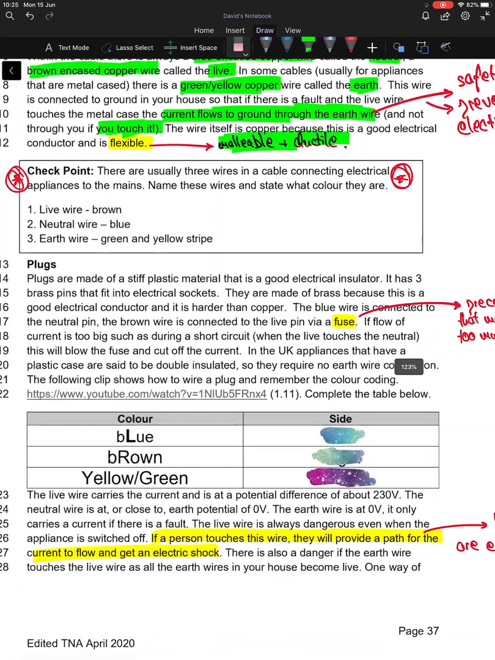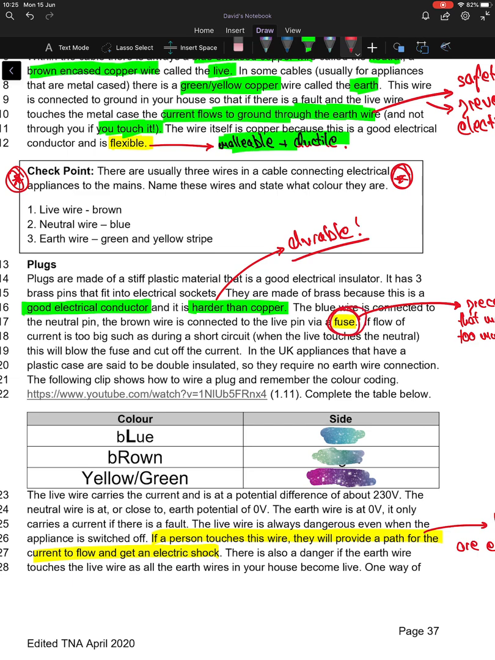Now, as well as wires, we also need to consider plugs. Plugs are made of stiff plastic material that's a good electrical insulator. It has 3 brass pins that fit into electrical sockets. They're made of brass because this is a good electrical conductor and it's also harder than copper. That means it's more durable. Plugs are quite hard to break, aren't they? The blue wire is connected to the neutral pin. The brown wire is connected to the live pin via a fuse.